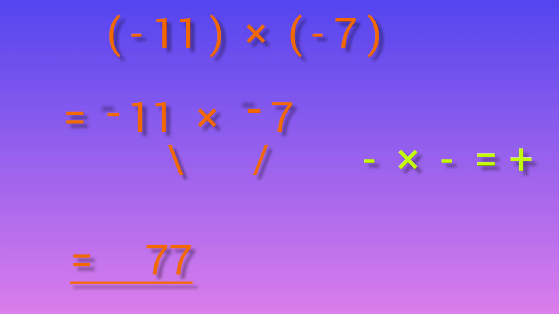Now our fourth example is negative 11 times negative 7. If we remove the brackets, we will still remain with a negative 11 times a negative 7. Now we know that a negative times a negative gives you a positive. So we know that our answer will be positive. And 11 times 7 is 77. And since both numbers are negative, our final answer will be a positive 77.